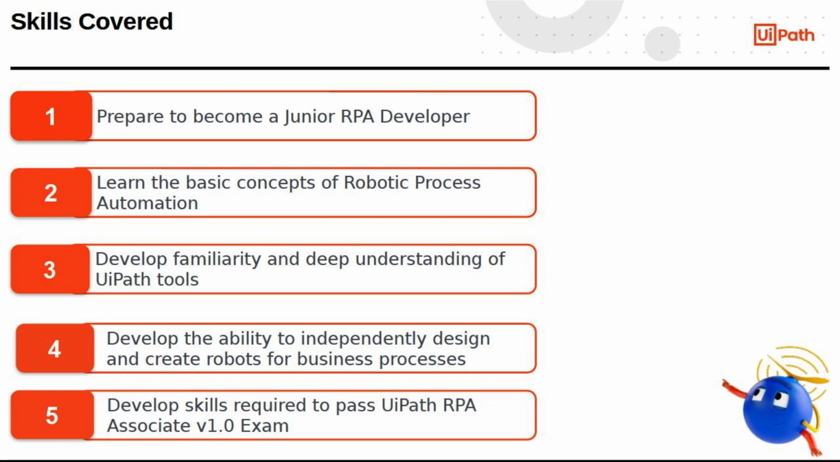Skills covered. 1. Prepare to become a junior RPA developer. 2. Learn the basic concepts of robotic process automation. 3. Develop familiarity and deep understanding of UiPath tools. 4. Develop the ability to independently design and create robots for business processes. 5. Develop skills required to pass UiPath RPA Associate version 1.0 exam.